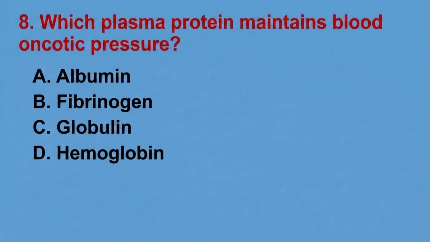Question 8. Which plasma protein maintains blood oncotic pressure? Actually, from mentioning it, let's hope you get this right. A. Albumin. B. Fibrinogen. C. Globulin. D. Hemoglobin. You have 5 seconds.